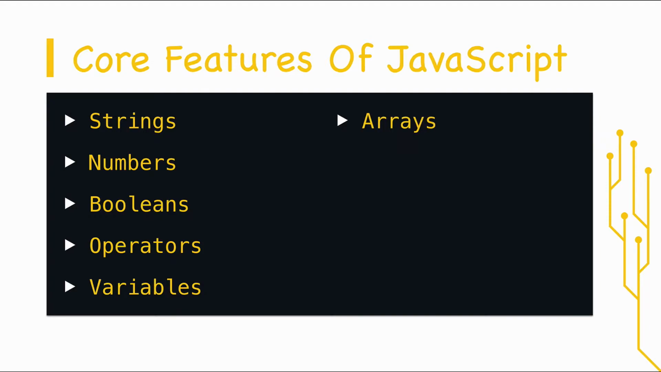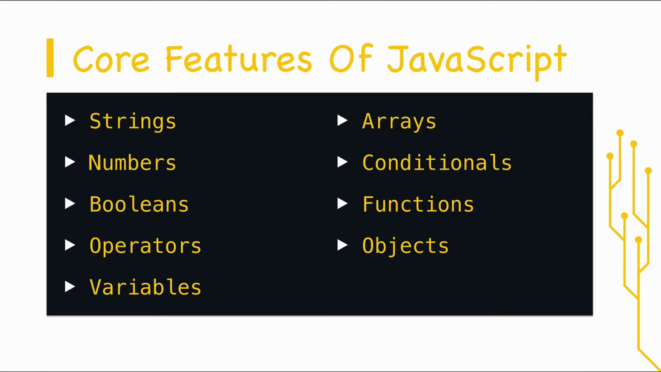Then we'll learn about arrays. Arrays are also a core feature of JavaScript. Arrays are used to store a list of related and similar values together. We'll also learn about conditionals. Conditionals are used to control the execution flow of the code. And we'll also learn about functions, a very important core feature of JavaScript. Functions can be used to save blocks of code to be reused later on.